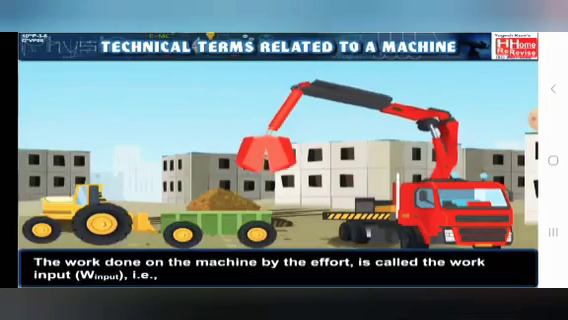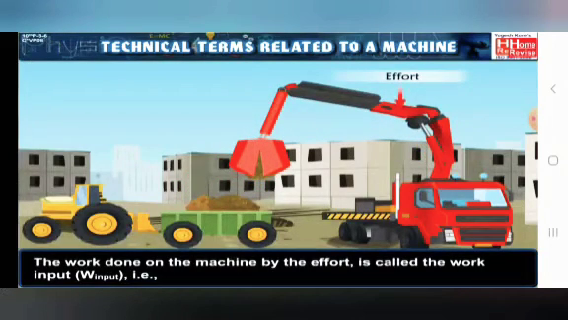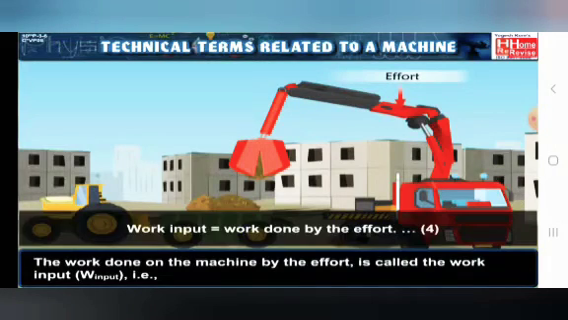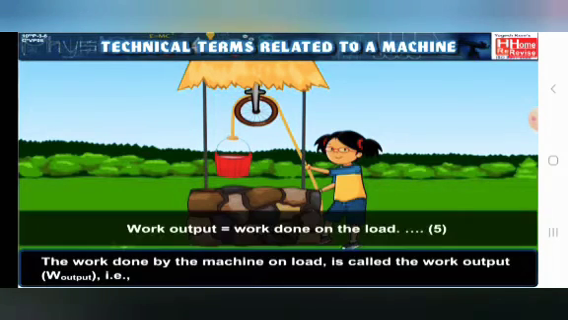Technical terms related to a machine. 5. Work input. The work done on the machine by the effort is called the work input, W input. That is, work input is equal to work done by the effort. Let this be equation 4. 6. Work output. The work done by the machine on the load is called the work output, W output. That is, work output is equal to work done on the load. Let this be equation 5.